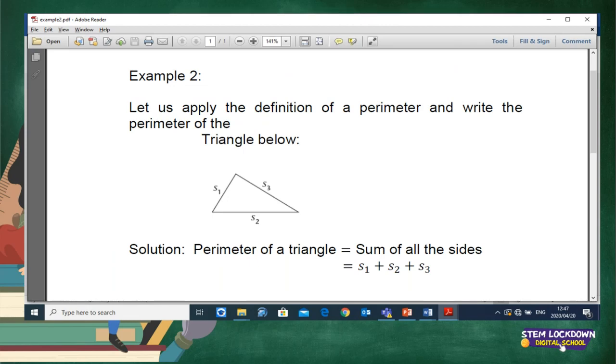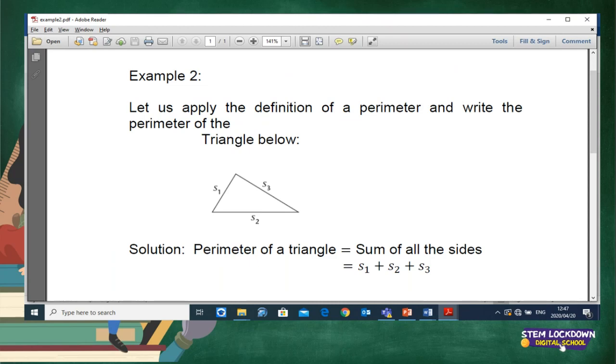Before we carry on with the area, I just want to remind you again that when you calculate the perimeter of a triangle, you use the same method that you've used in the past. In other words, you can simply add all the sides together, like as it is shown in this example here.